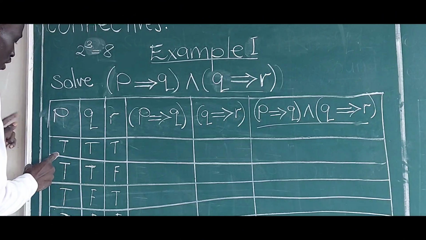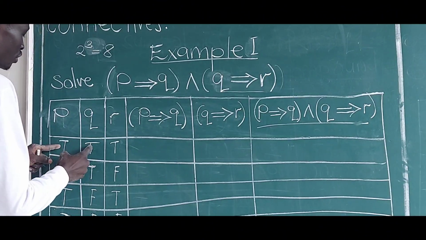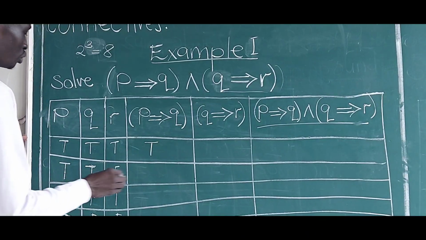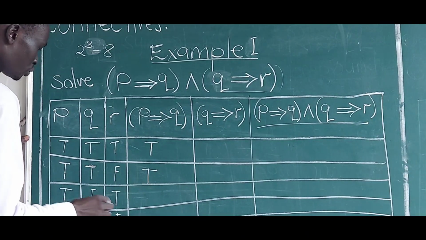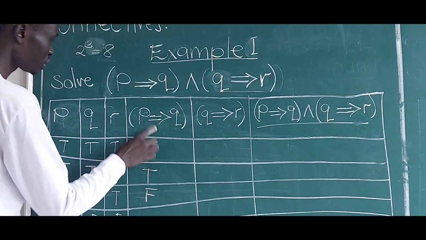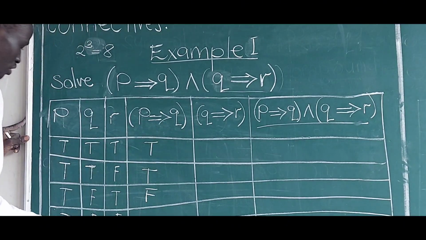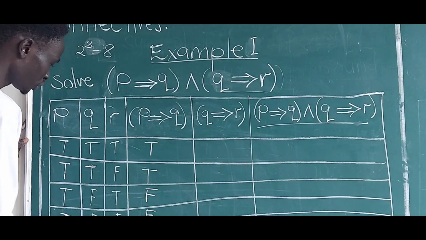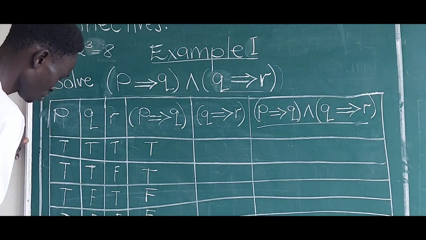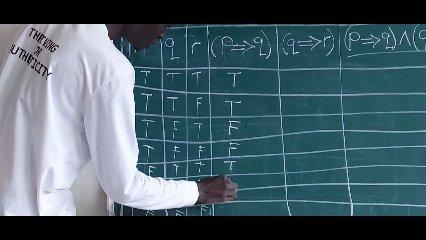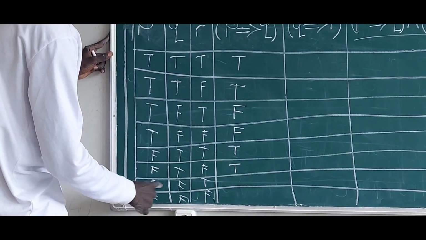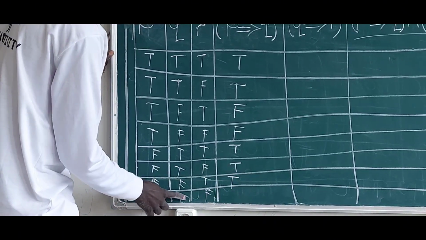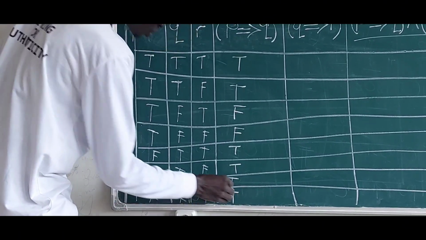So let us see how P is true and how Q is true. So meaning this statement is true. So true, true will give us true. True, false will give us false because we justify this. Here false, true, it is true. We have false, false, it is true.